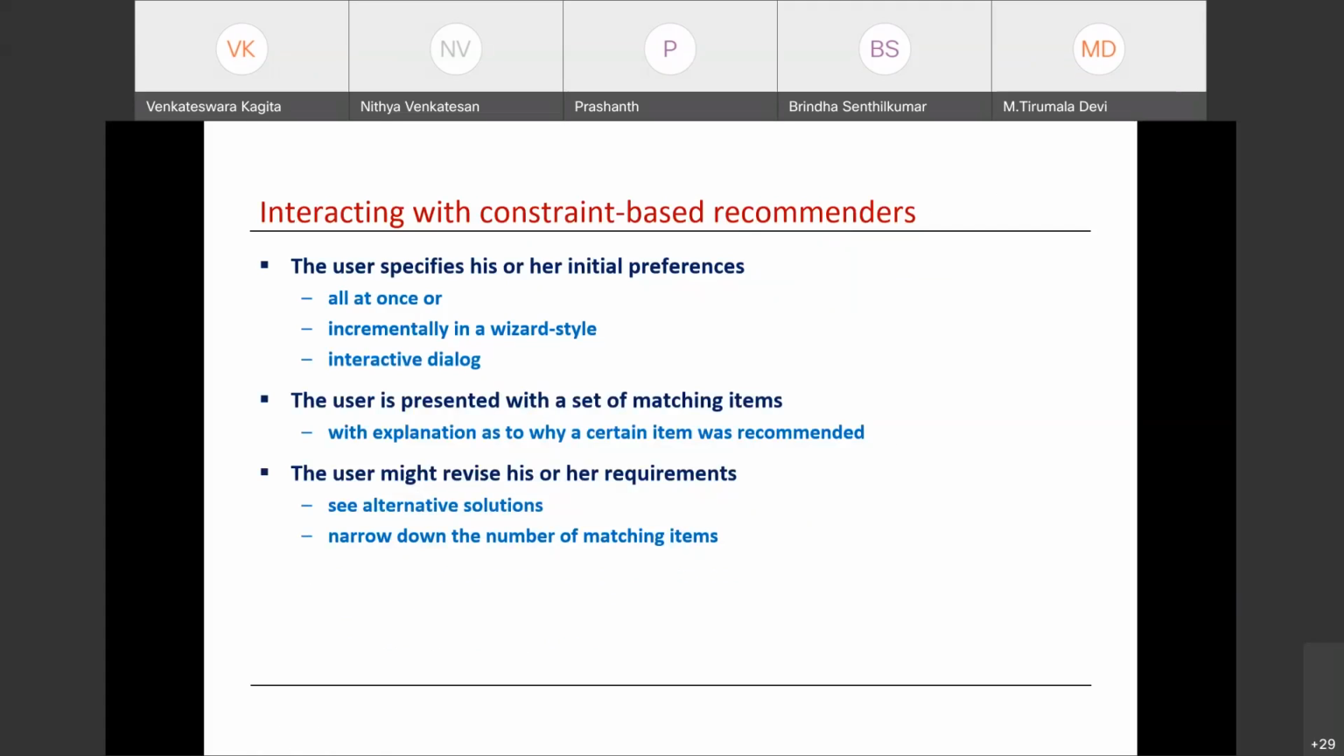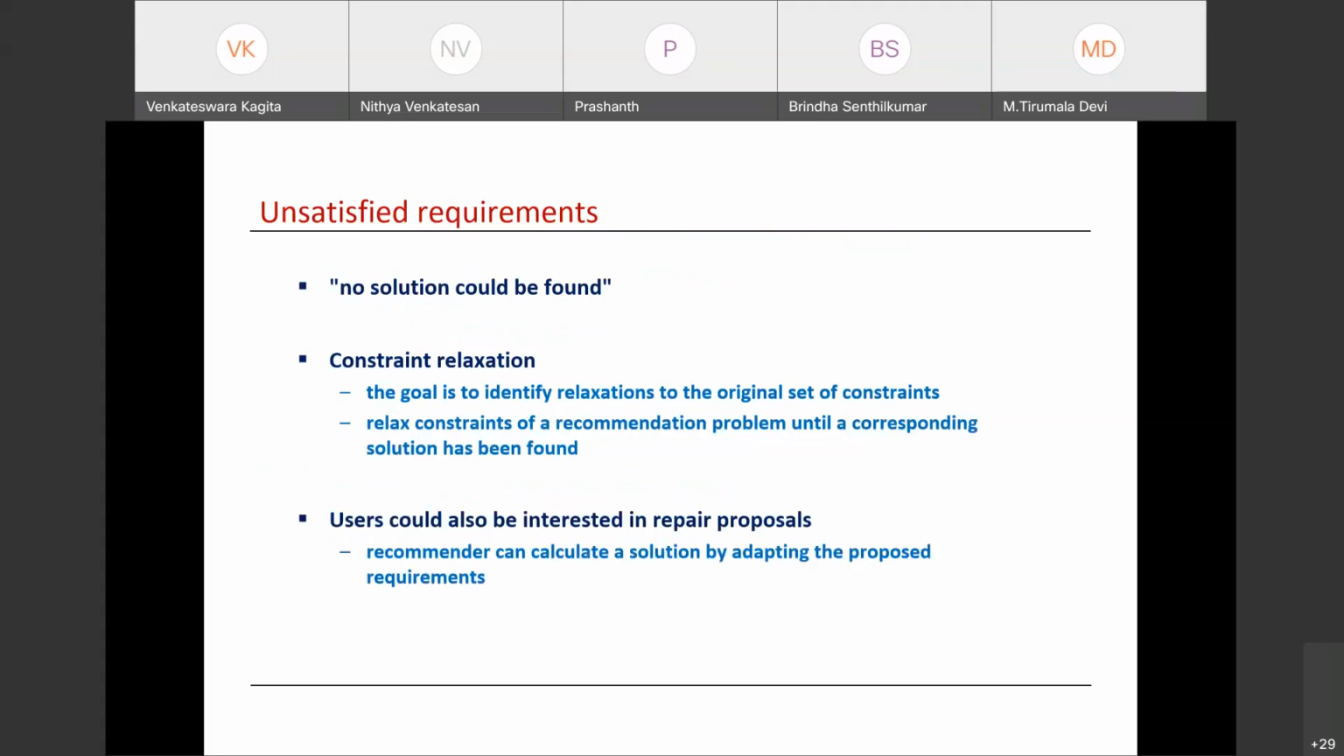And the user might revise his or her preferences. Then we look for alternative solutions and narrow down the number of matching items. So as you go level by level, we are making finer and finer recommendations to the user in an iterative process. If no solution can be found, in the case of unsatisfied requirements, constraints can be relaxed. So you can ask the user to relax the constraint.